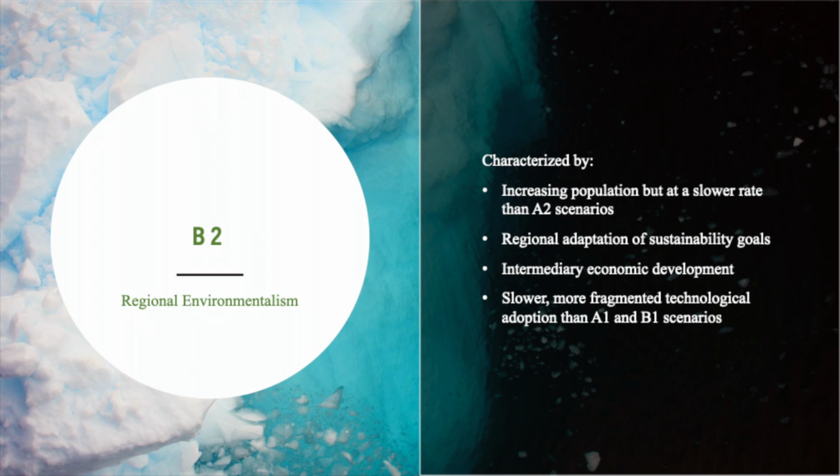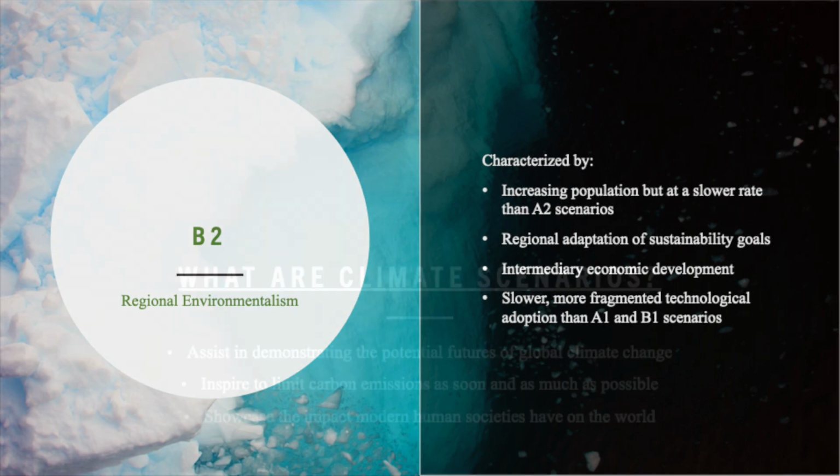Lastly, we have B2 scenarios with the theme of regional environmentalism. These are characterized by an increasing population but at a slower rate than A2 scenarios, regional adaptation of sustainability goals, intermediary economic development, and a slower, more fragmented technological adoption than A1 and B1 scenarios.